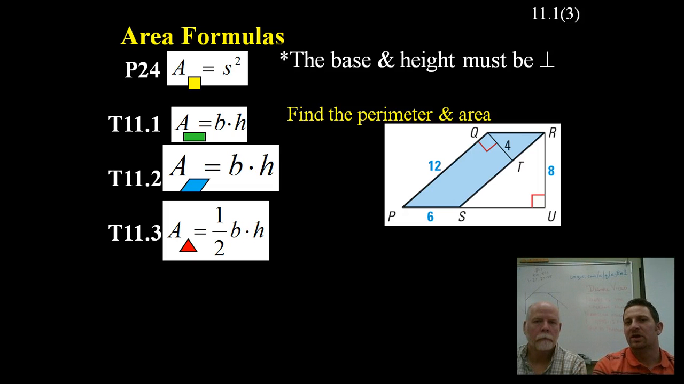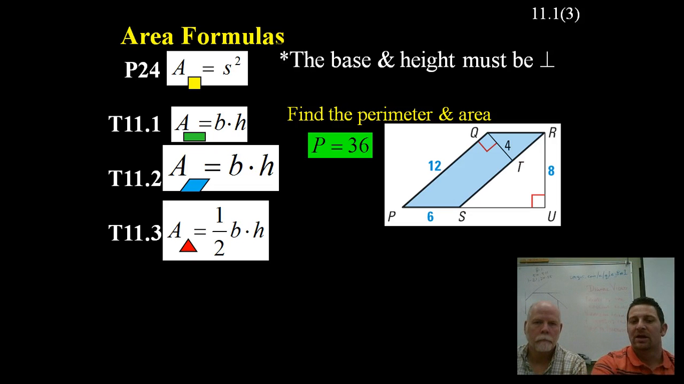Perimeter, guys, remember, is the distance around. And remember that on a parallelogram, opposite sides are congruent. So if PQ is 12, then RS is also 12. And if PS is 6, then QR is also 6. 12 and 12 is 24. 6 and 6 is 12, and 12 plus 24 is 36. So you get a perimeter of 36. Notice they didn't use the 8 because the 8 isn't a side of the parallelogram.